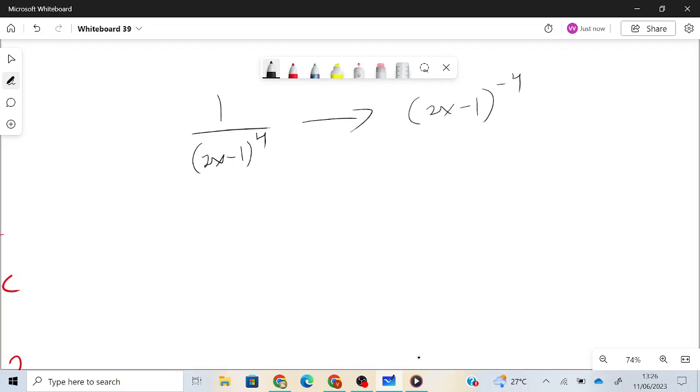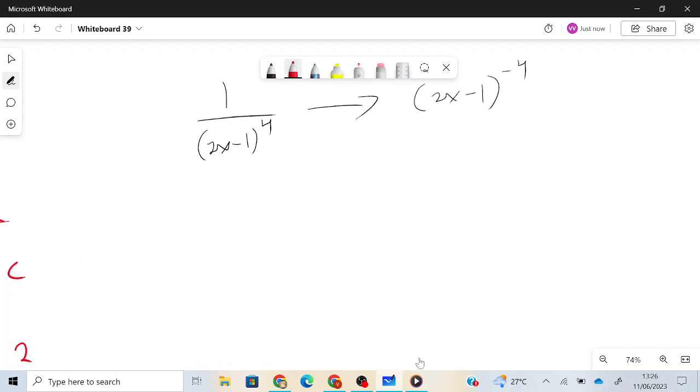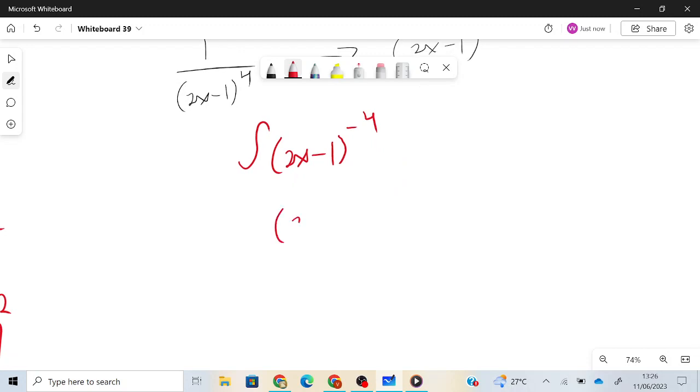So from here we can continue and integrate 2x minus 1 to power minus 4. Again, same procedure, we add 1 to the power and divide everything by the new power. So 2x minus 1 to the power of minus 3 all over minus 3 times the reciprocal of the derivative inside. Derivative of 2x is 2 and reciprocal of 2 is 1 over 2, so times 1 over 2.